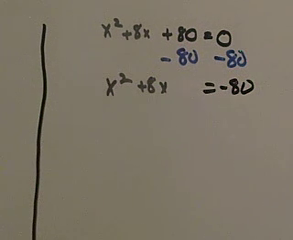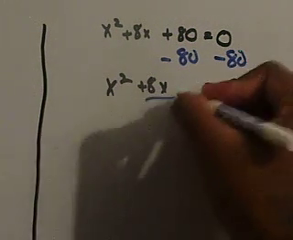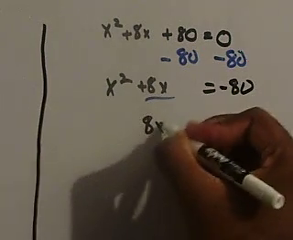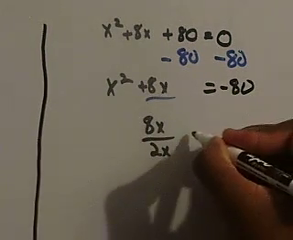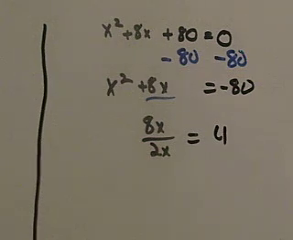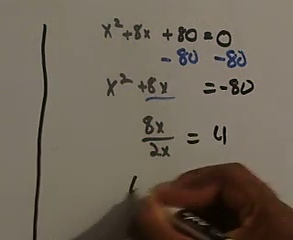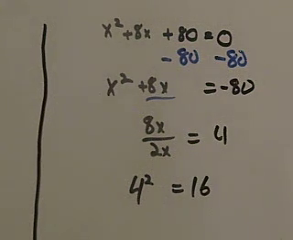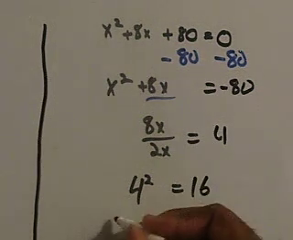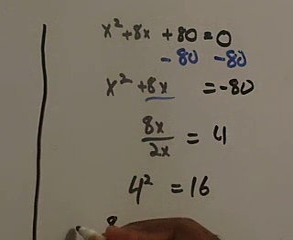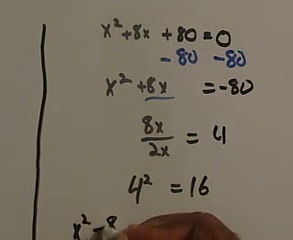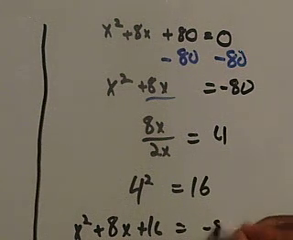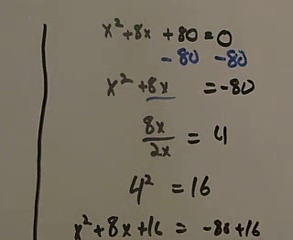Okay. Where's my middle term? So here's my middle term. I need to divide that by 2x. So 8x divided by 2x will give me 4. I need to square 4. 4 squared equals 16. I need to add that to both sides. x squared plus 8x plus 16 will equal negative 80 plus 16.